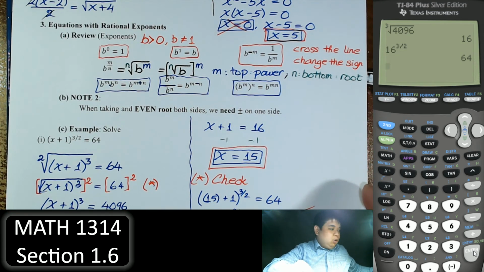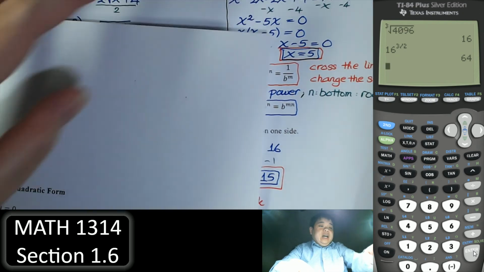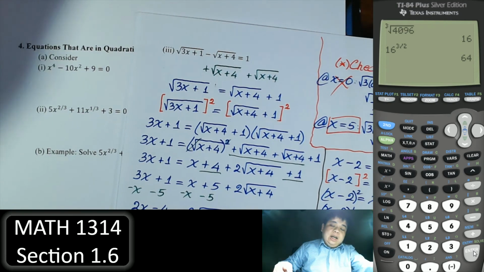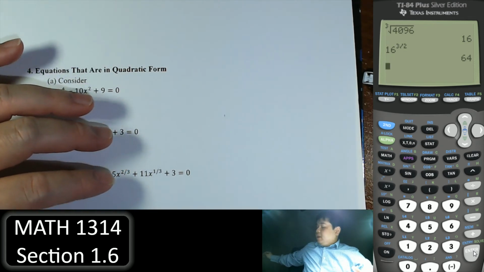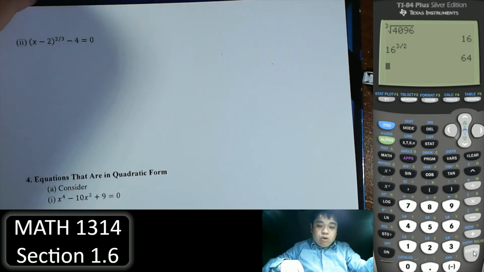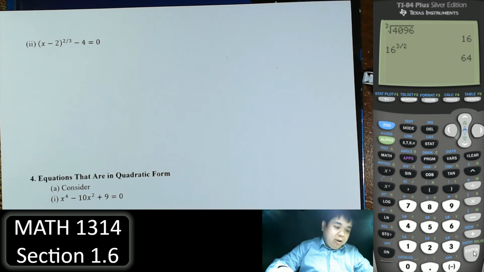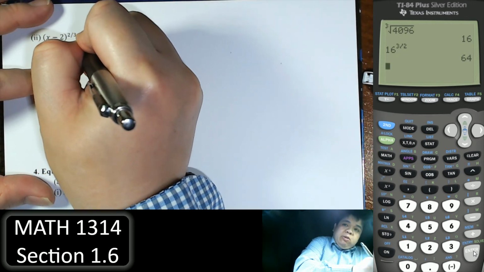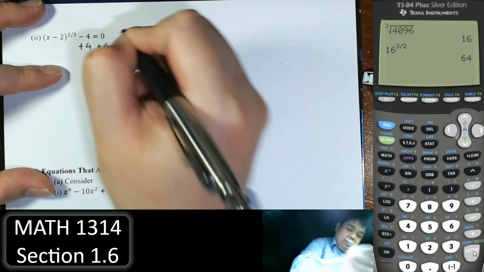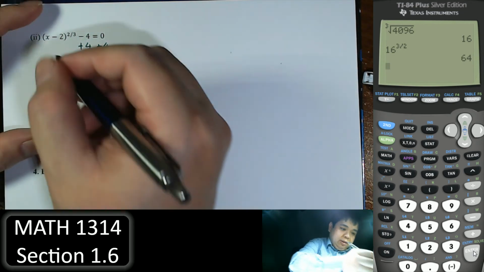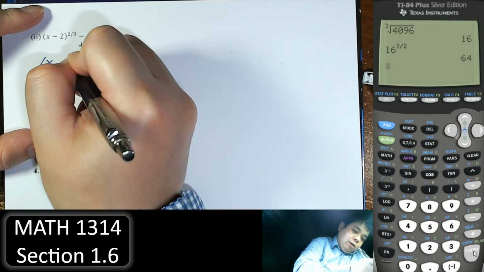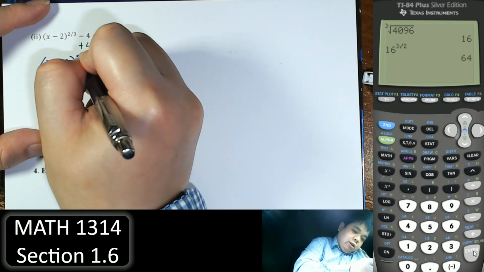Right, so two rules. Even root on both sides, put plus or minus. Even power on both sides, check the answer. Right, so here's another one. Plus 4 on both sides. So we have x minus 2 to the 2/3 equal to 4.